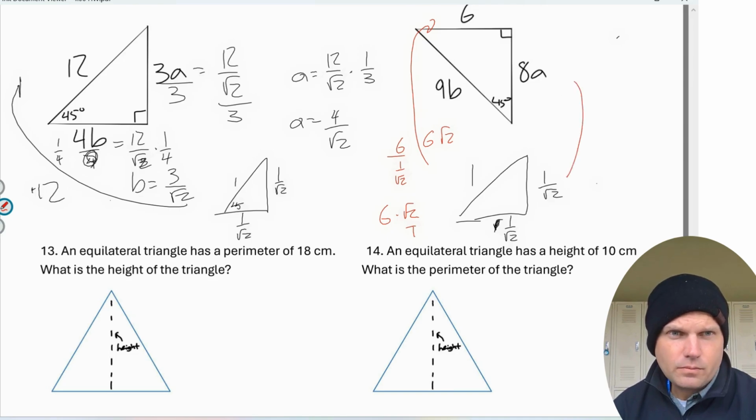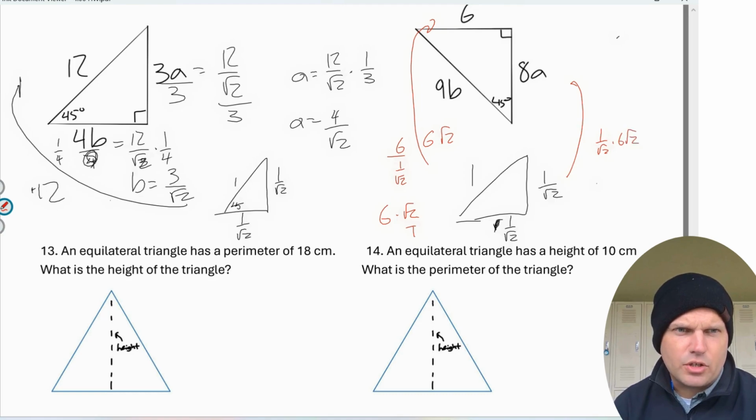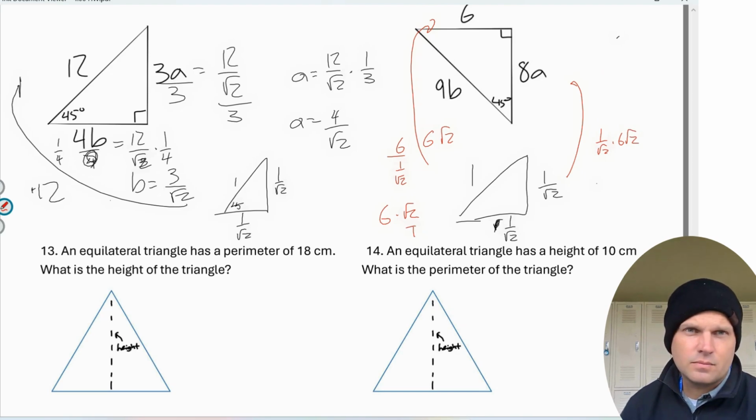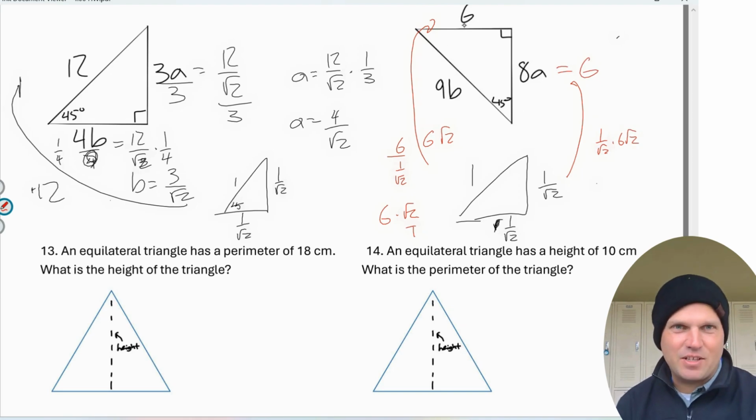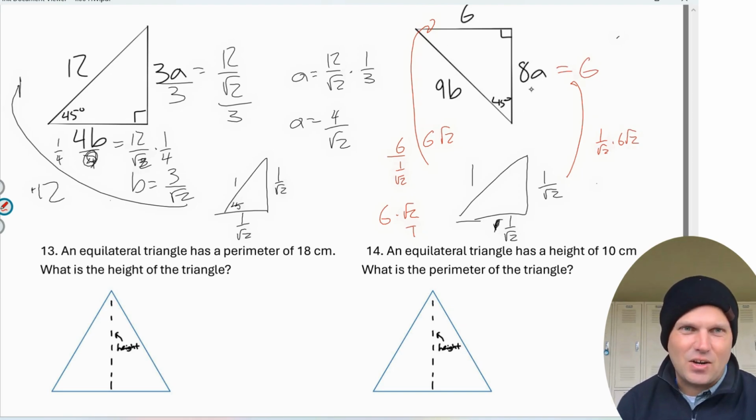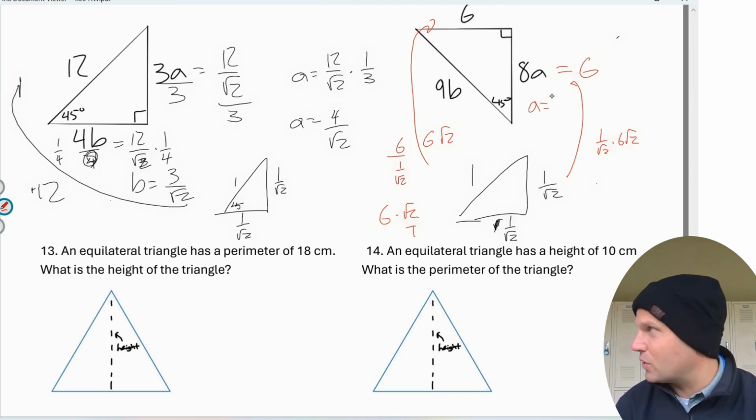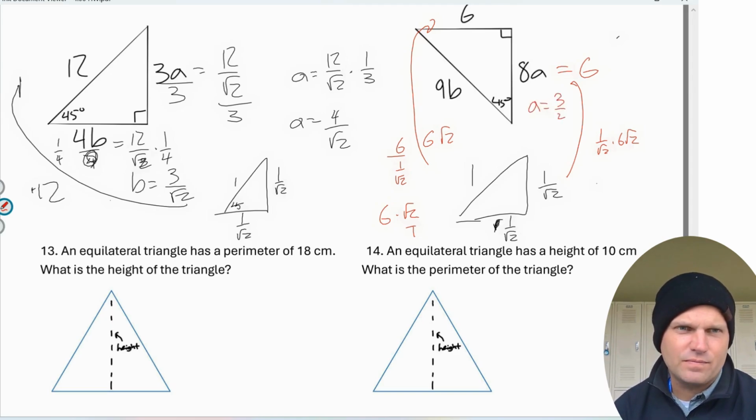So 1 over root 2 times 6 root 2 becomes 6. I mean, honestly, I don't know why I did this. It's a 45, 45, 90. So obviously this is also 6. So A is equal to 3/4.